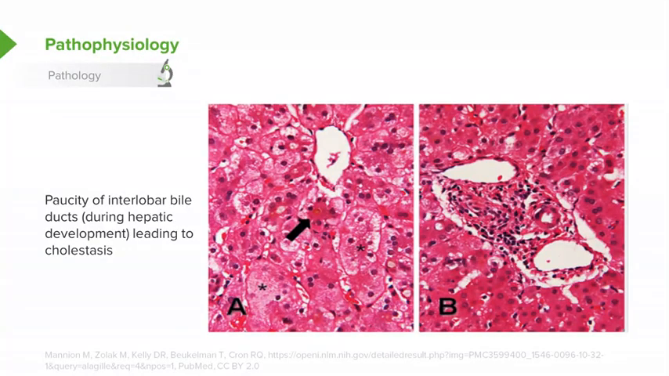What you'll find in these patients if you were to biopsy them is a paucity of interlobular bile ducts, including hepatic development, leading to cholestasis. And you can see that around the bile ducts, we have some inflammation here and some problems.